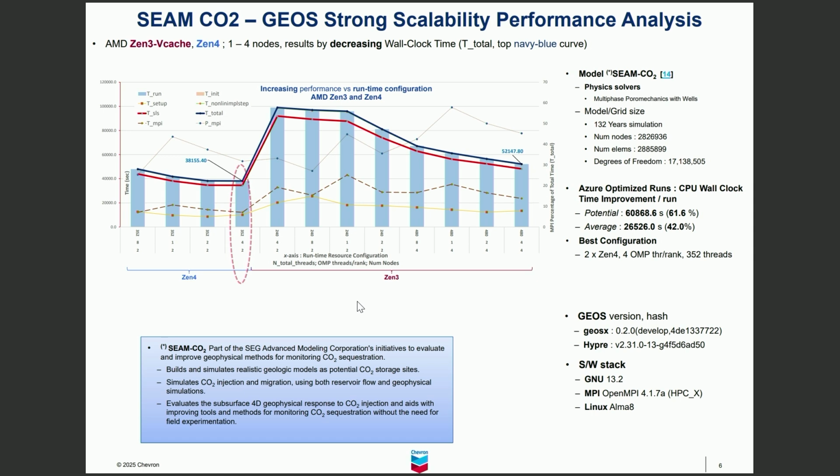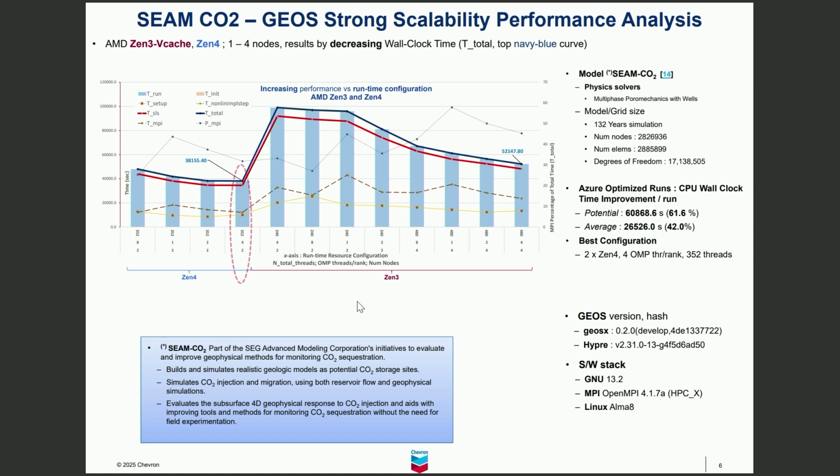This is a very difficult code because it includes several solvers together. It's called multi-phase poromechanics with wells. So it has fluid flow, it has geomechanics, it has a lot of nonlinear and physics solvers that have to collaborate and solve coupled systems. So it places a very large demand on the hardware resources of the system.